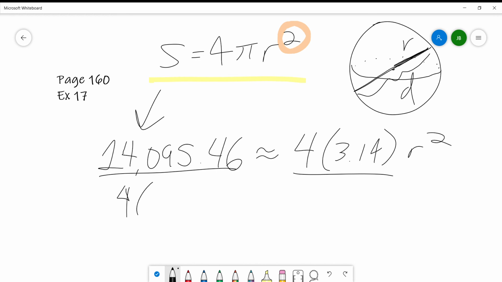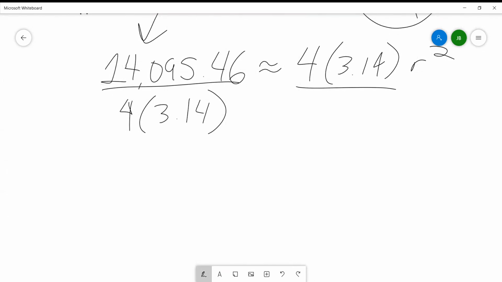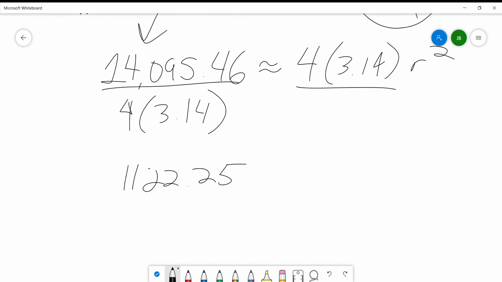We're just going to divide that whole big thing. You do it on your calculator. 4 times 3.14 is 12.56. Take the reciprocal times 14,095.46 equals 1,122.25. 1122 and a quarter is about equal to r squared.